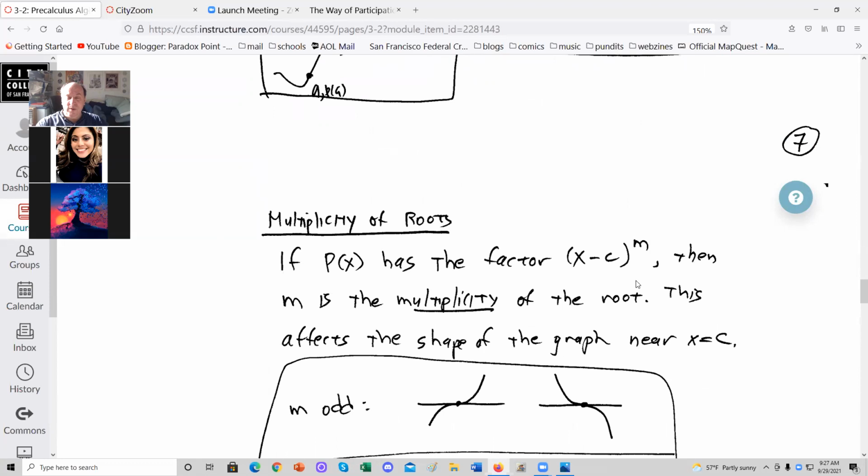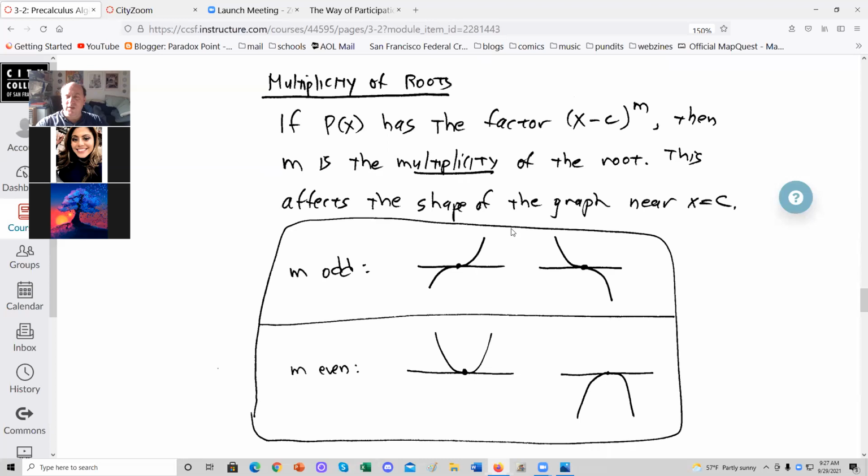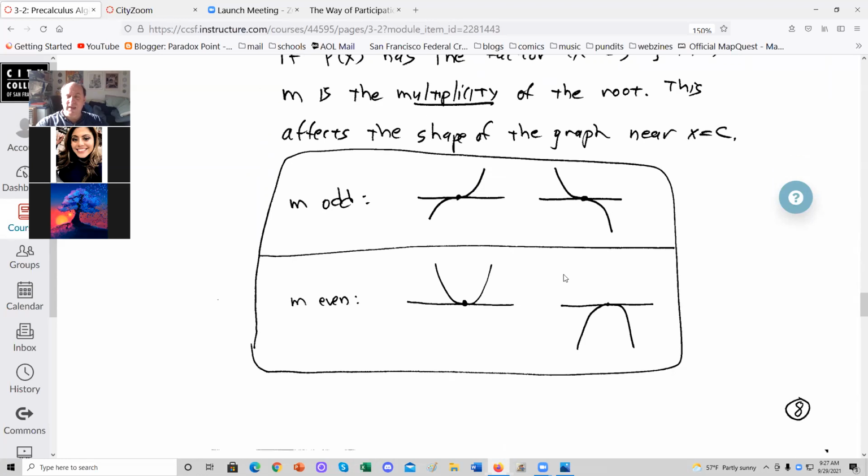Sometimes a root can happen more than once. If it has a factor (x minus c) to the m, then this m is called the root multiplicity of the root c. This will change the shape of the graph. If m is odd, then it'll go from negative to positive or positive to negative, pausing for a moment. If m is even, it'll be like a graph of x squared, which skims the axis. Here it goes from positive to positive and is 0 for the briefest moment. Here it's going from negative to negative, and here it's 0 at just one instant.